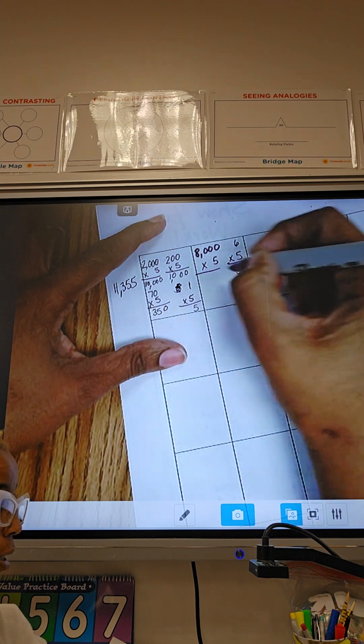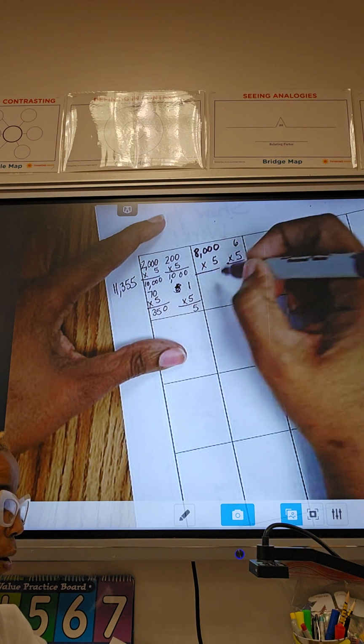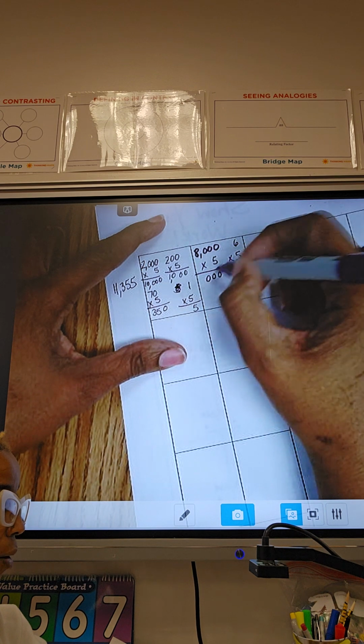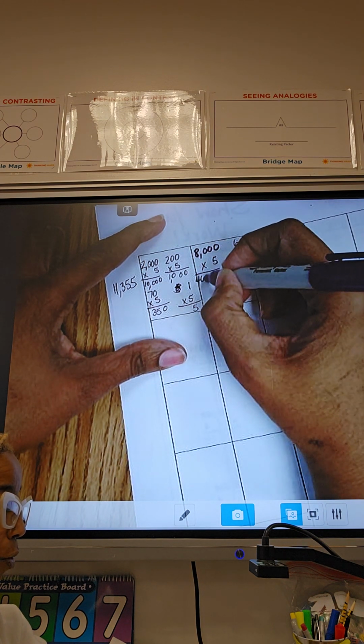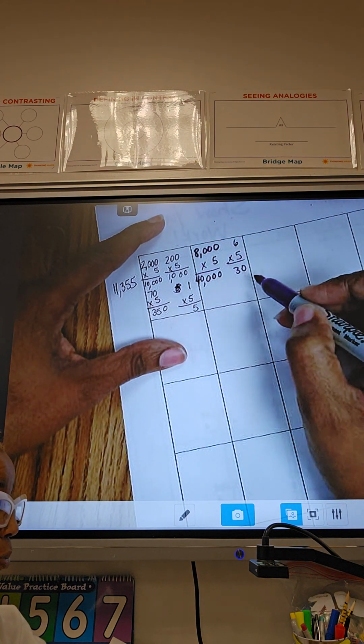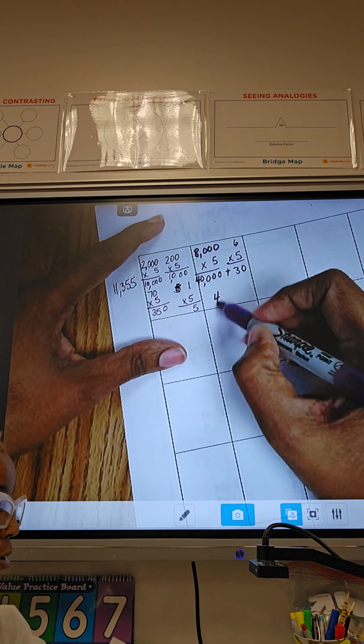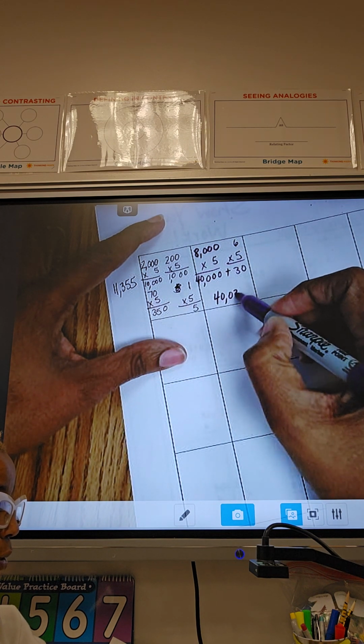That's 30. That's 0. 1, 2, 3 zeros. Bring them on down. 8 times 5 is 40. So 40,000 plus 30 is 40,030.